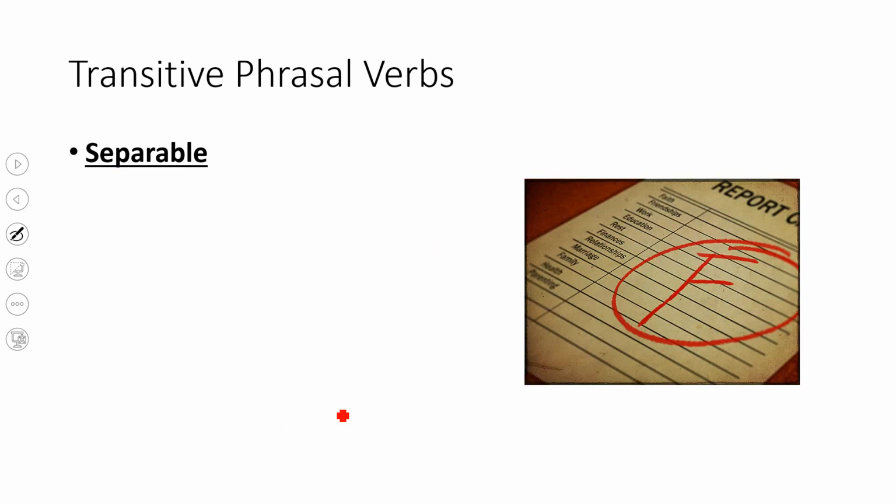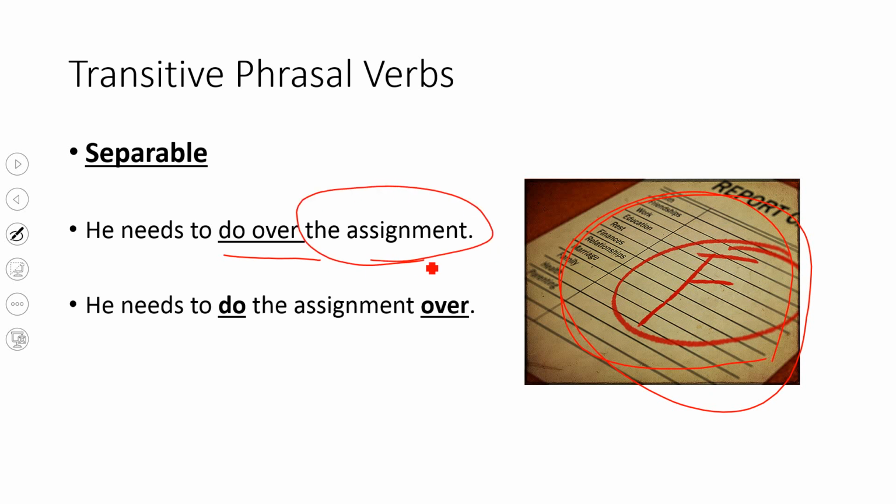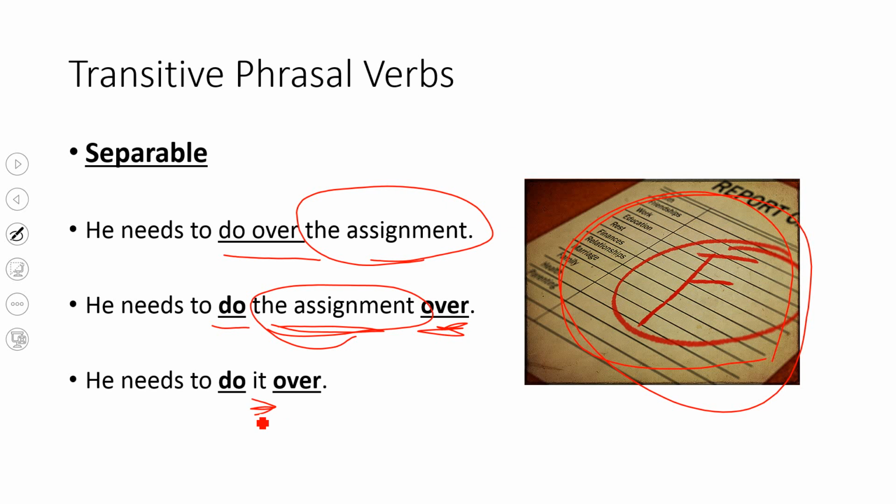Let's look at another example. You can see the bad grade in the report card. And what does that mean? He needs to do over the assignment. Here I have the object after the preposition. He needs to do the assignment over. And the second one here, the object is between the verb and the preposition. And for the last one, I'll use a pronoun, and the pronoun always has to go between the verb and the preposition.